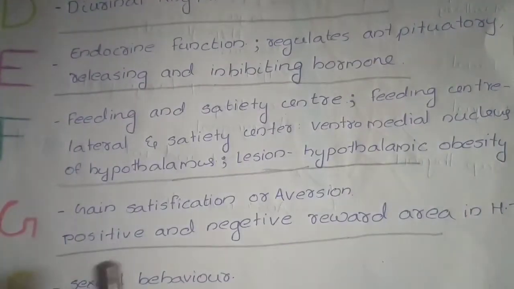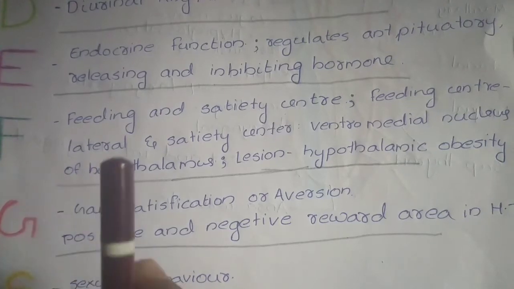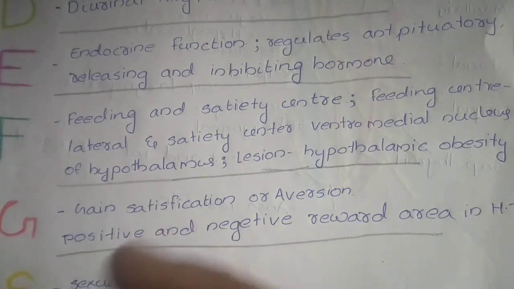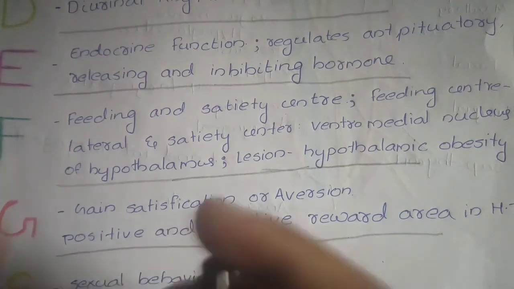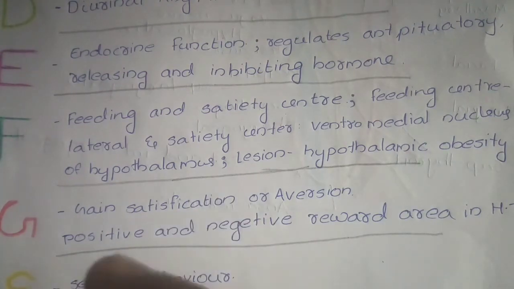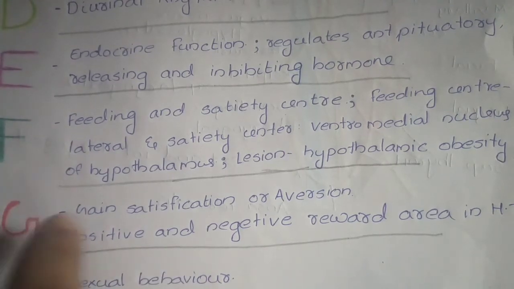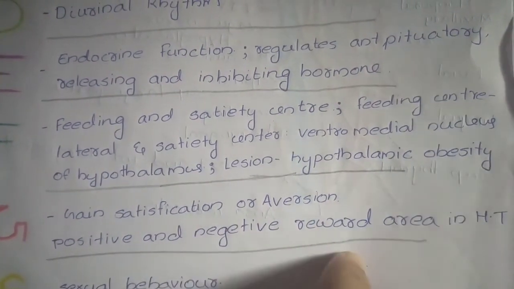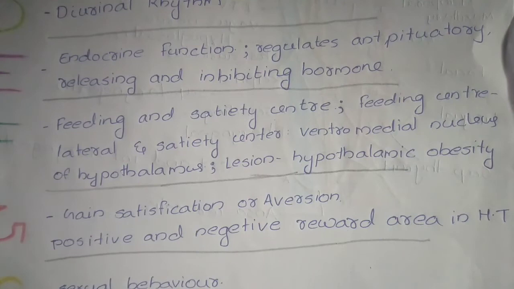In a circus, animals usually obey their master in order to avoid punishment, and we usually study to get rewards. Such responses are regulated by the hypothalamus. Gain, satisfaction or aversion, the positive and negative reward area of the hypothalamus, regulates such activities of our body.